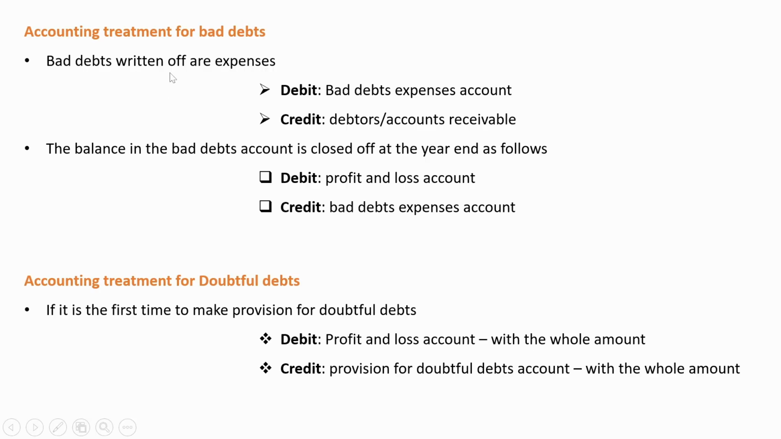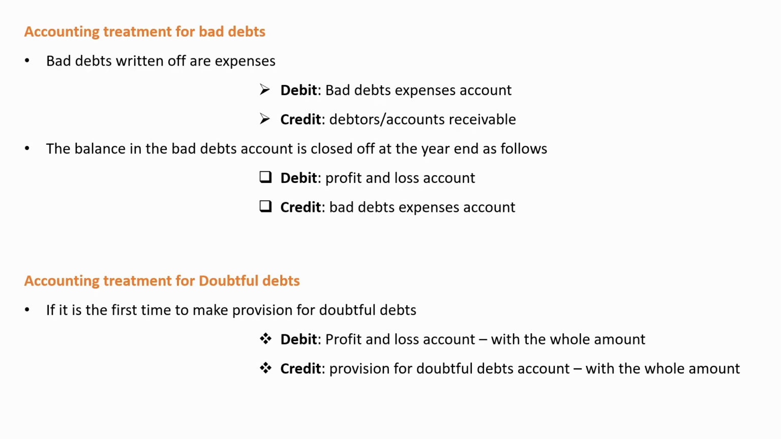So once bad debts are written off, these are the entries that we make. We debit bad debts expenses account. Then we credit debtors or accounts receivable. And then the balance in the bad debts account is closed off at the year end as follows. So remember here, we have debited the bad debts expenses account. At the end of the year, this amount should be transferred to the profit and loss account.